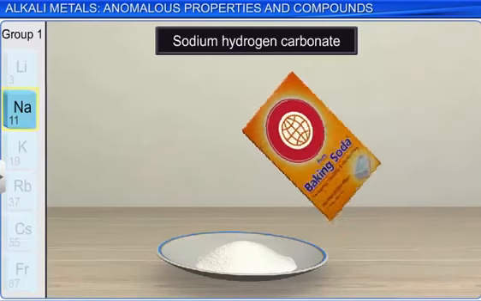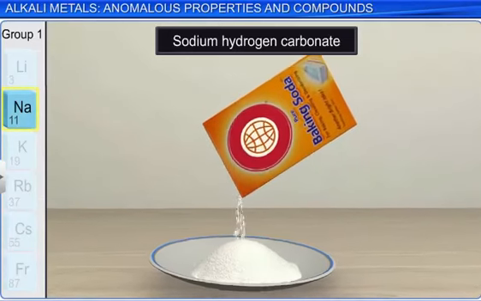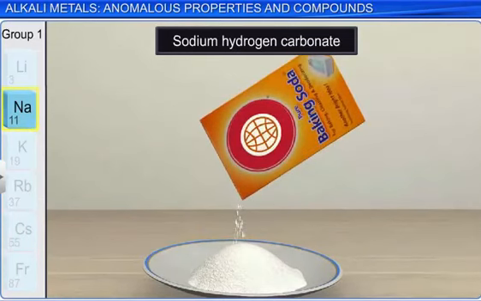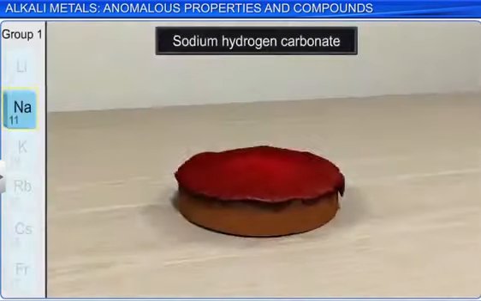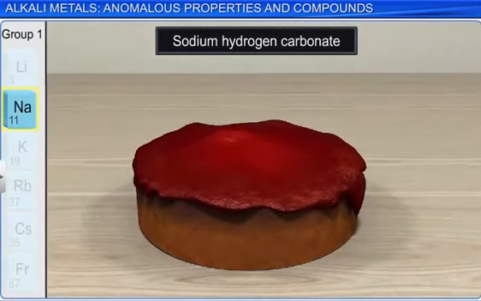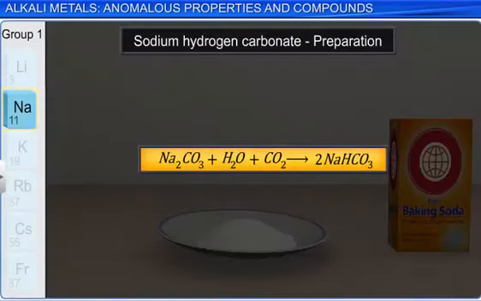Baking soda, or sodium hydrogen carbonate, is another important compound that contains sodium. When heated, it decomposes, releasing bubbles of carbon dioxide. It is used in baking to make the cakes and pastries rise. One way to prepare sodium hydrogen carbonate is through the reaction of carbon dioxide with a solution of sodium carbonate, as shown here. Sodium hydrogen carbonate is also formed with the Solvay process.